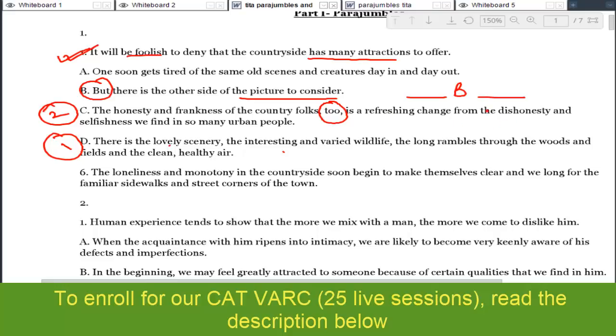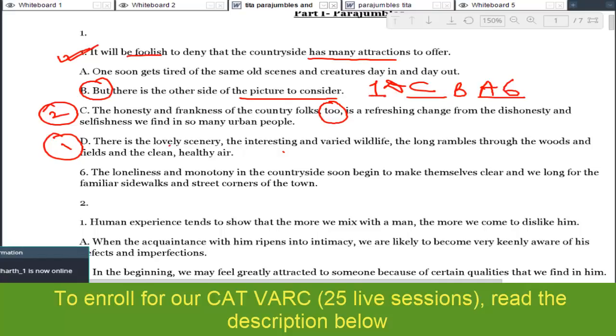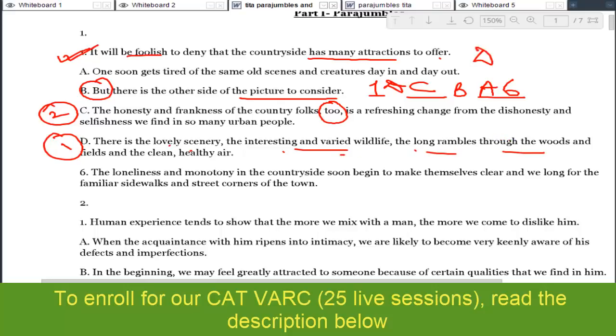That means basically before B I can have DC, and after B I can have what, A and 6 statements. Correct? So I will go with one. It will be foolish to deny that the countryside has many attractions to offer. There is the lovely scenery. So this is basically the many attractions the author speaks of. There is lovely scenery, the interesting wildlife, and so on and so forth, right? So one, DC. So basically DCBA is the right answer.